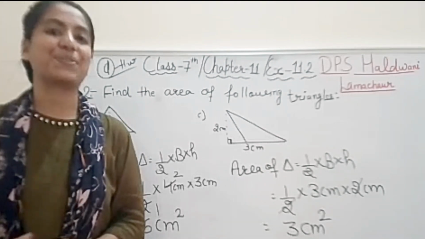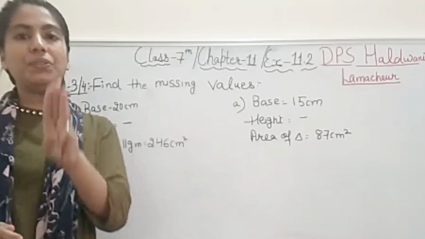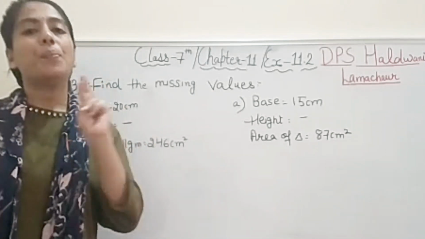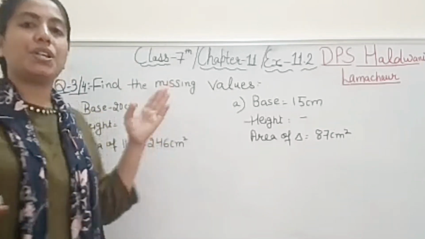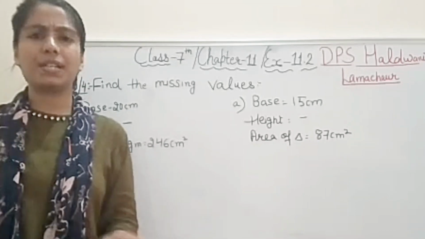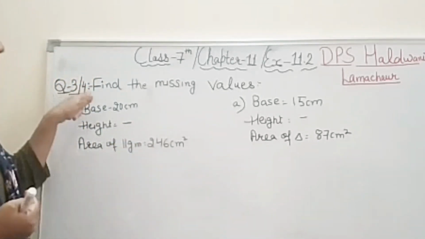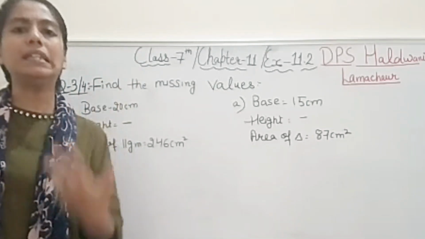Now coming to our next question. Now students, coming to our question number 3. Question number 3 and question number 4 are both the same type, so I'm doing both questions at the same time. Understand it carefully, although it's very simple. What is the question? Find the missing values. It means you have to find out the missing term.